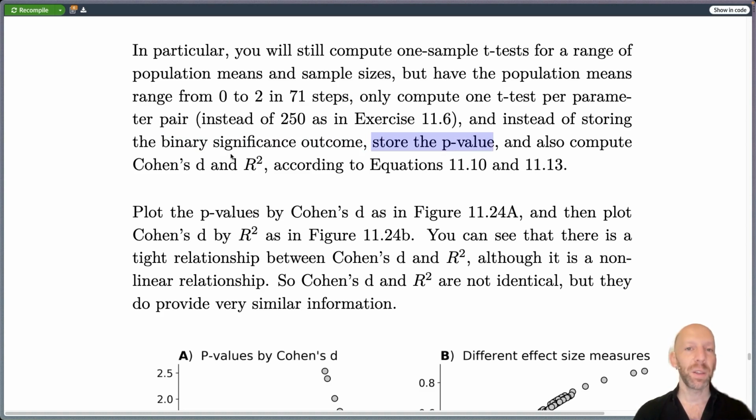And then you also want to compute Cohen's d. This is a measure of effect size for a t-test, not this Cohen, it's some other Cohen. There's too many Cohens around. Cohen's d and r squared. According to these equations, I will scroll up in a moment and show you these equations. First, I want to show you the plot. So basically, you're going to need a double for loop to manipulate the population mean and also the sample size.